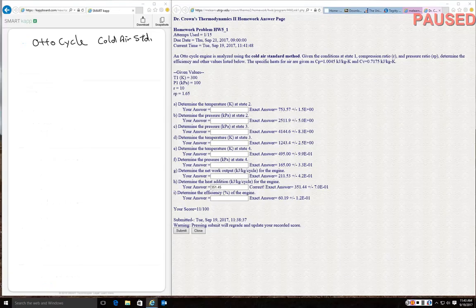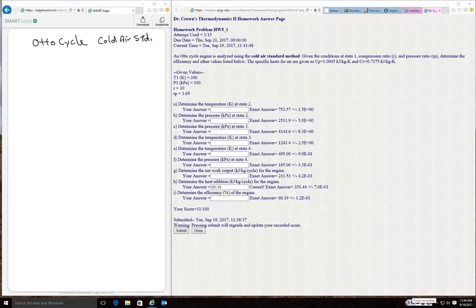Okay, I'd like to walk you through homework problem 5.1, a little bit what I did in class, but finish through the entire problem. But I want to do it without the numbers. You have the numbers here on the example problem, so I'm just going to work through the equations and the thinking process, try and help you walk through what it is you really need to know and understand for a cold air standard Otto cycle. All right, so let's get started.